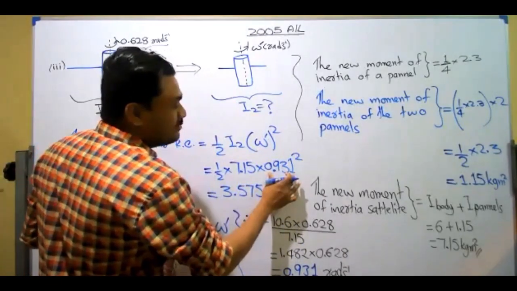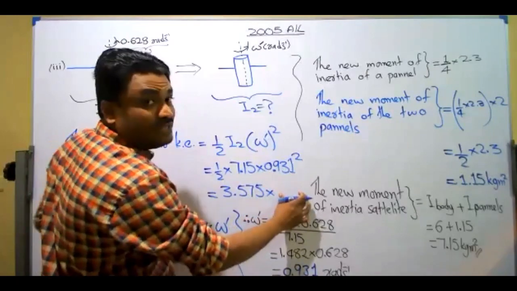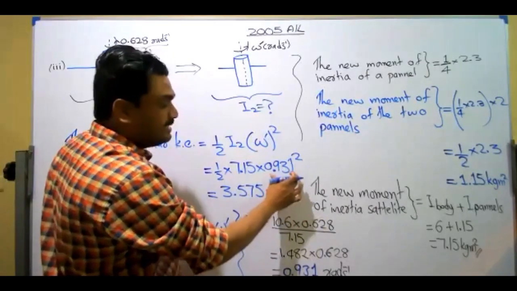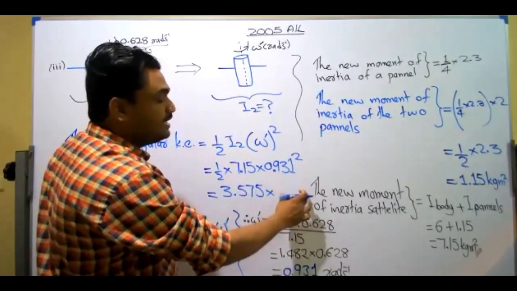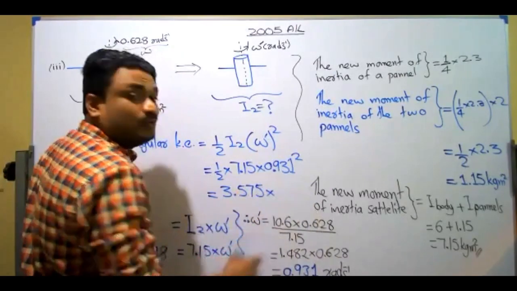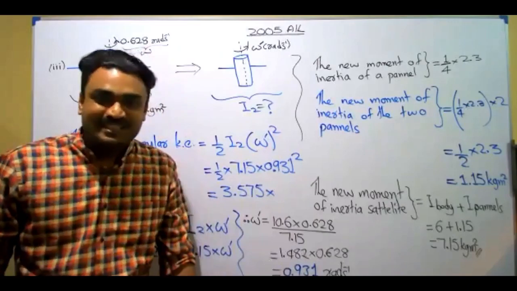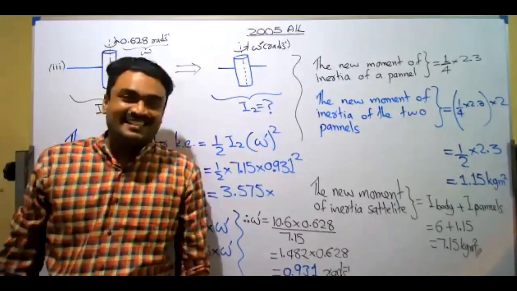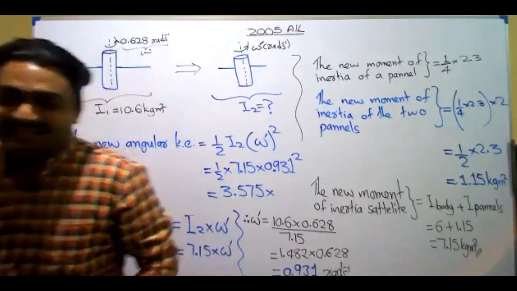So you just get the square of 0.931. Use only 3 decimal places. Multiply and give me the answer. So I have helped you. Send your final answer to my Zoom chat. Try it.